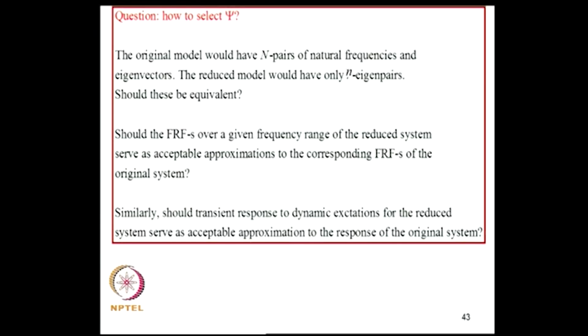When we reduce the size of the model, for example, the original model would have N pairs of natural frequencies and eigenvectors. The reduced model will have lowercase n eigenpairs. Should these be equivalent? For example, 100 degrees of freedom is represented in terms of a 10 degrees of freedom model. So the 100 degrees of freedom will have 100 natural frequencies possible, and a 10 degree of freedom will have 10 possible natural frequencies. Should these 10 natural frequencies be related to the natural frequencies of the larger model? Okay, that is the question.